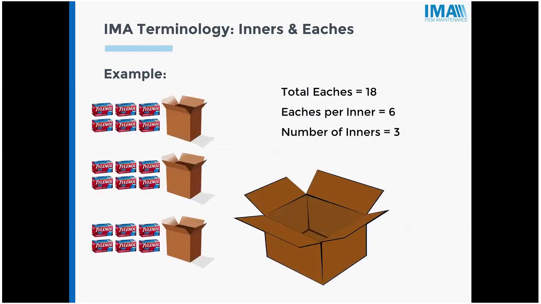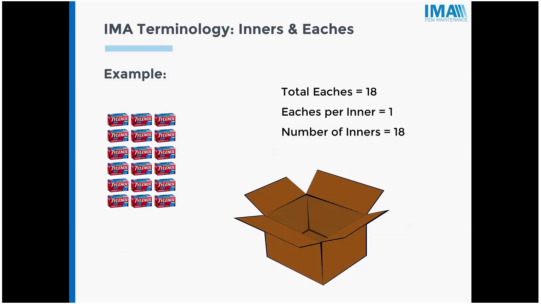So we're going to look at a couple of examples. Let's say we have this carton, and it has 3 inners. Each of those inners have 6 packages of Tylenol PM. So the total eaches, eaches per inner, and number of inners fields would be 18, 6, 3. There's 18 total eaches, or 18 of the Tylenol PMs. There are 6 of the Tylenols going into each inner, and then there are a total of 3 inners.